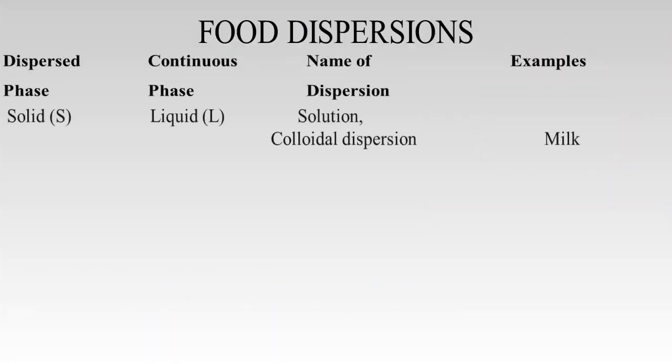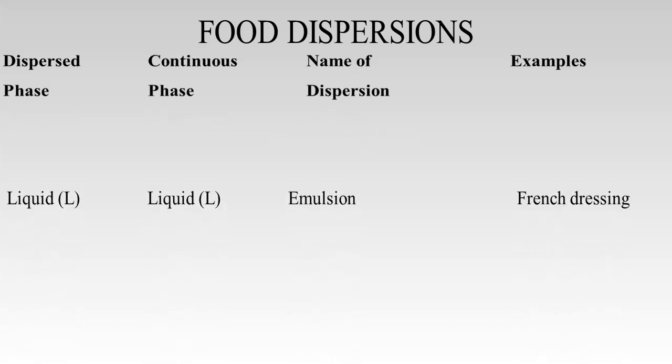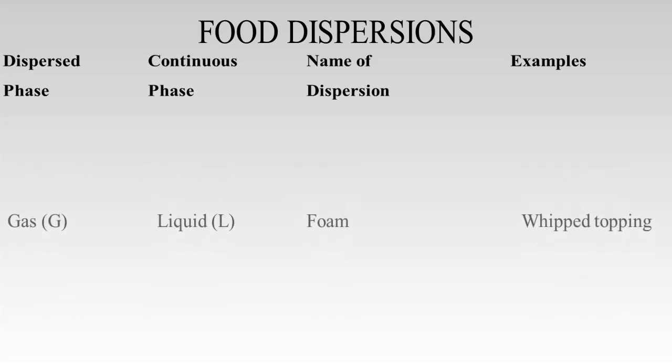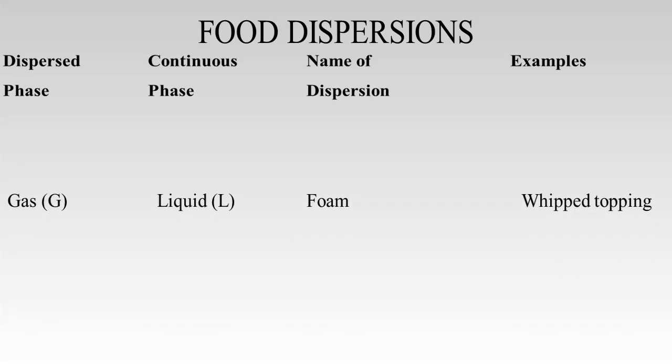If the dispersed phase is solid, S, and continuous phase is liquid, L, then the name of dispersion is solution or colloidal dispersion and the example is milk. If the dispersed phase is liquid, L, and continuous phase is liquid, L, then the name of dispersion is emulsion and the example is French dressing. If the dispersed phase is gas, G, and continuous phase is liquid, L, then the name of dispersion is foam and the example is whipped topping.